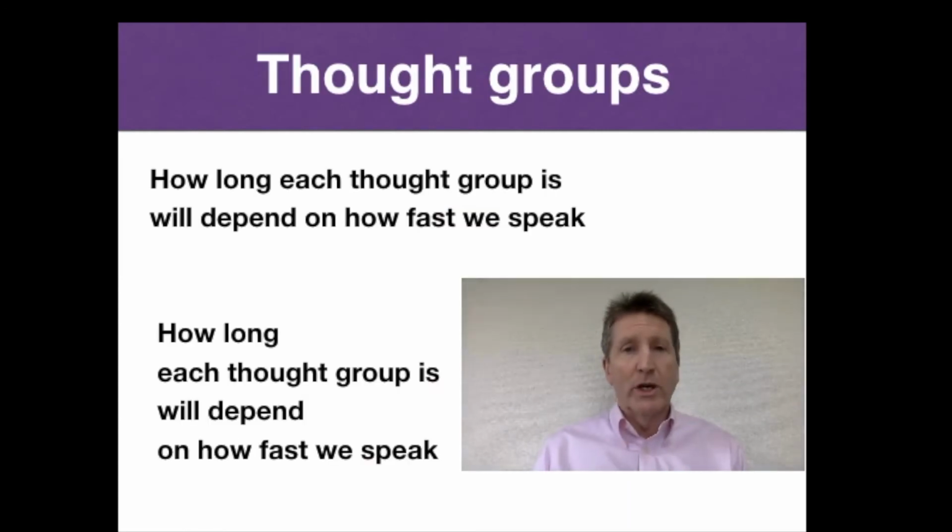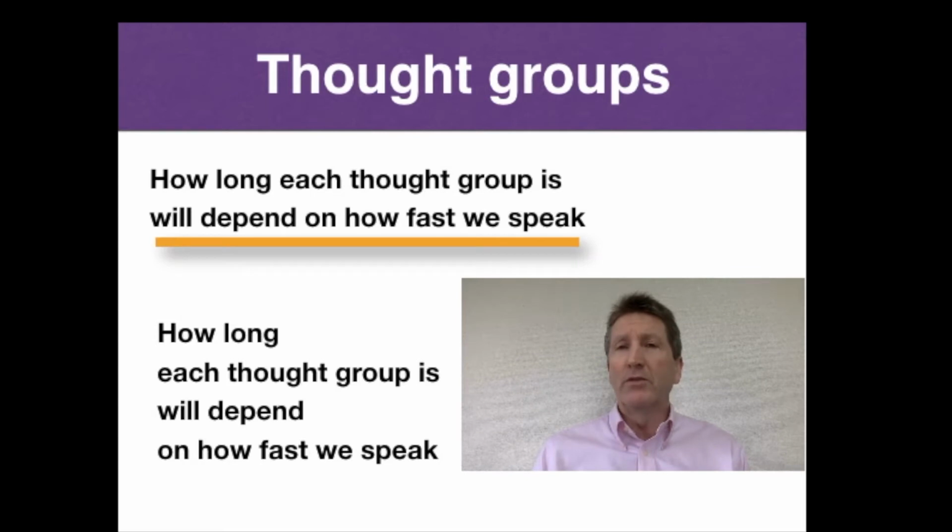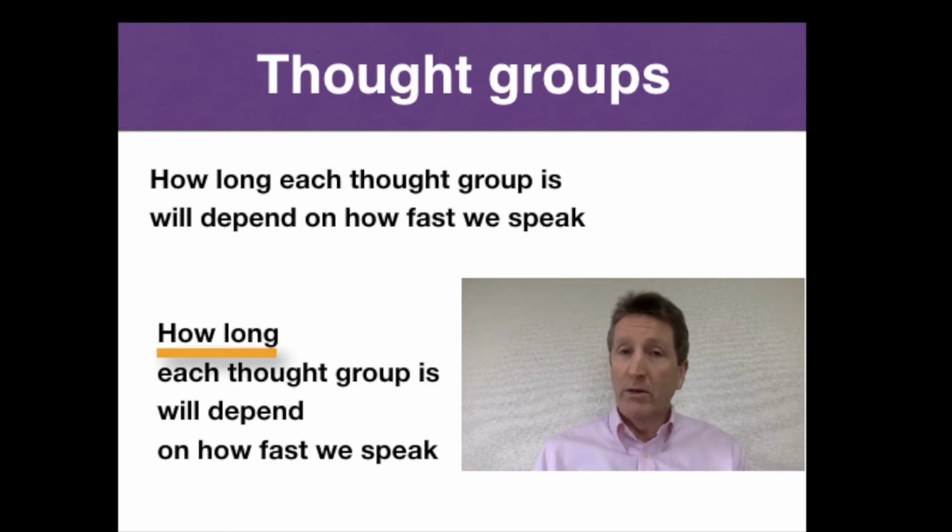Our second concept is that of thought groups. When we speak, we divide our language up into thought groups. These have a pause before and after them, and they can be quite long if we speak quickly, or they can be made up of much shorter groups if we speak slowly and carefully. So for example, here are two different ways of saying the same thing with different thought groups. So how long each thought group is will depend on how fast we speak.